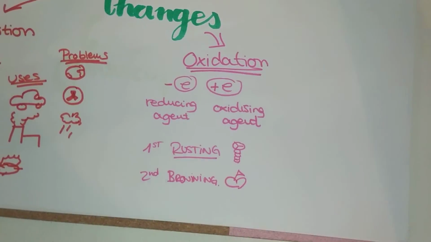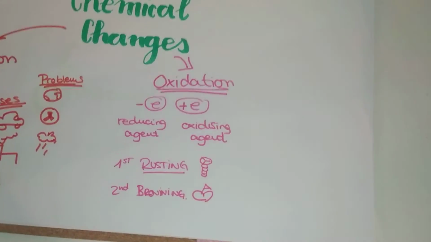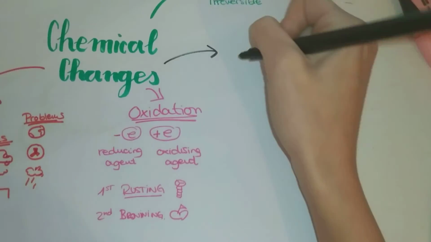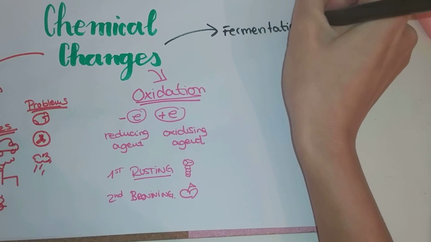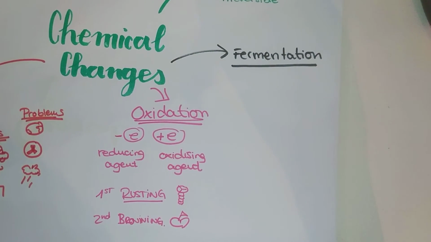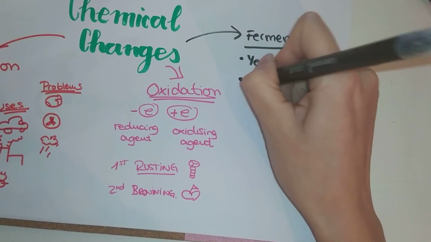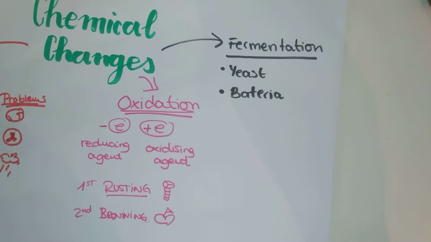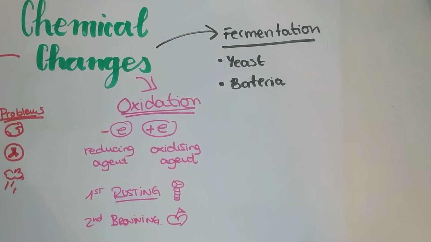Okay, and which is the third chemical change? It is called fermentation. Fermentation involves a chemical change. Yeast, bacteria, and other microorganisms can be used for fermentation. Yeast can be used as an enzyme.